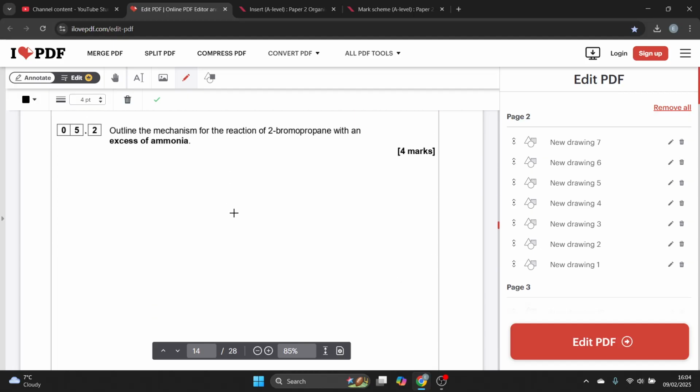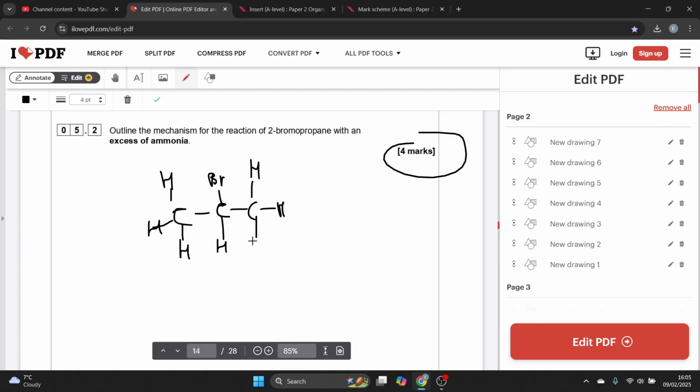Outline the mechanism for the reaction of 2-bromopropane with excess of ammonia, for 4 marks. Okay, let's carry on. Let's just draw it here, and get into the mechanism now. Excess of ammonia is obviously going to be nucleophilic substitution. The lone pair of electrons on NH3 attacks the partially positive carbon of 2-bromopropane, and the C-Br bond breaks. Very simple.